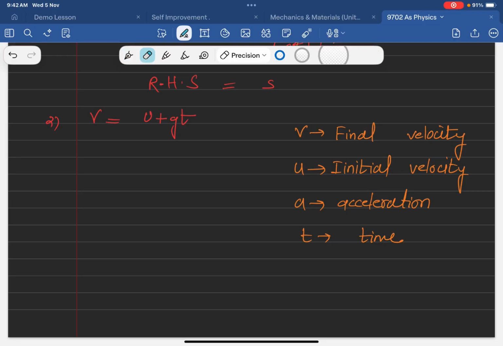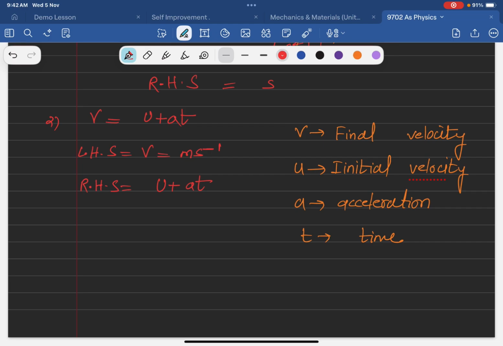Let's start this analysis. First of all, we will take the left hand side. On the left hand side we have V, it's the final velocity, the unit will be meter second minus 1. Now let's take the right hand side. On right hand side we have U plus AT. Forgive me, this is A, not G. I have written it as G, so it's A.